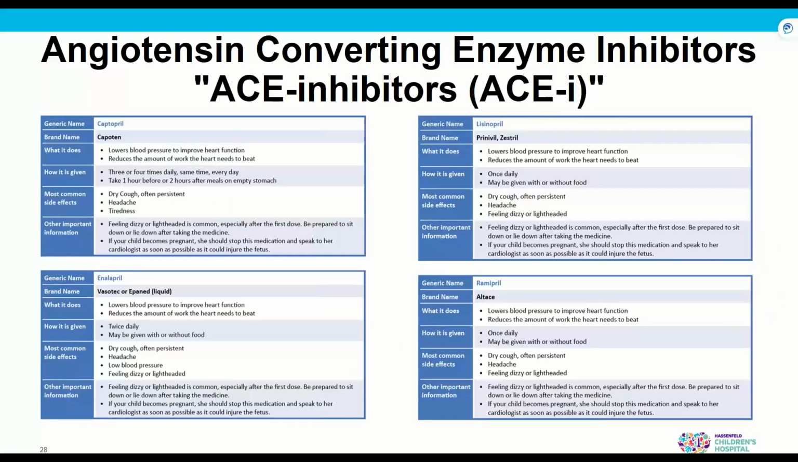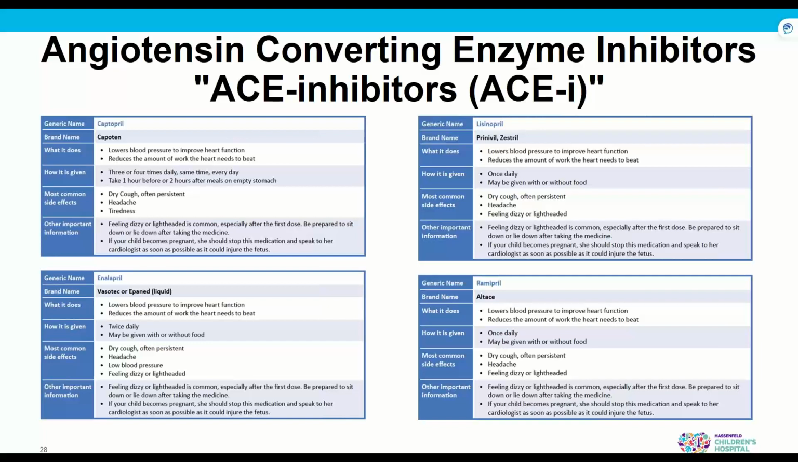And again, these are coming from the CCF book, but these are the common ACE inhibitors that we put children on. So starting on the left side there, captopril is the medication we tend to use in infants because it lasts the shortest amount of time, so you can titrate it carefully. And so this is given up to 3 times a day. And again, it works by lowering the blood pressure and allows the heart to not have to work so hard.